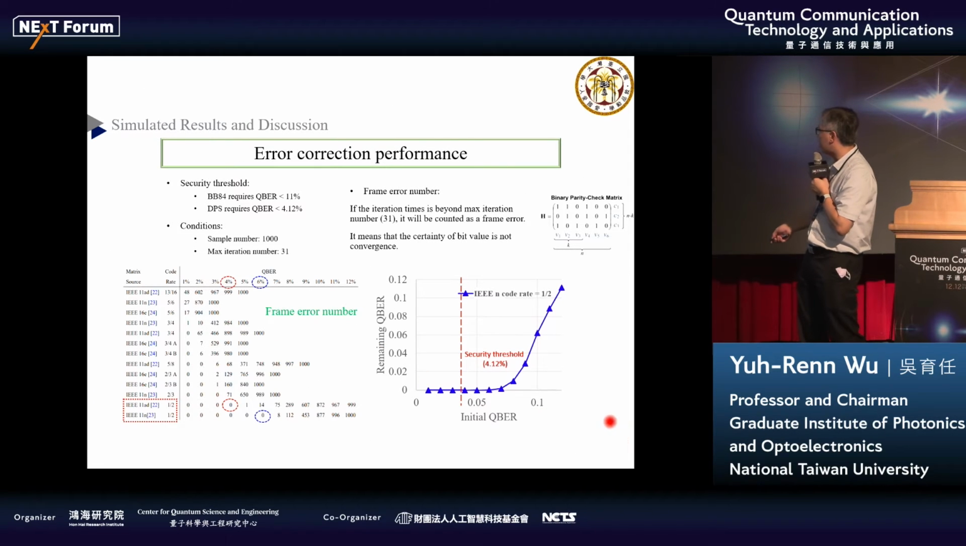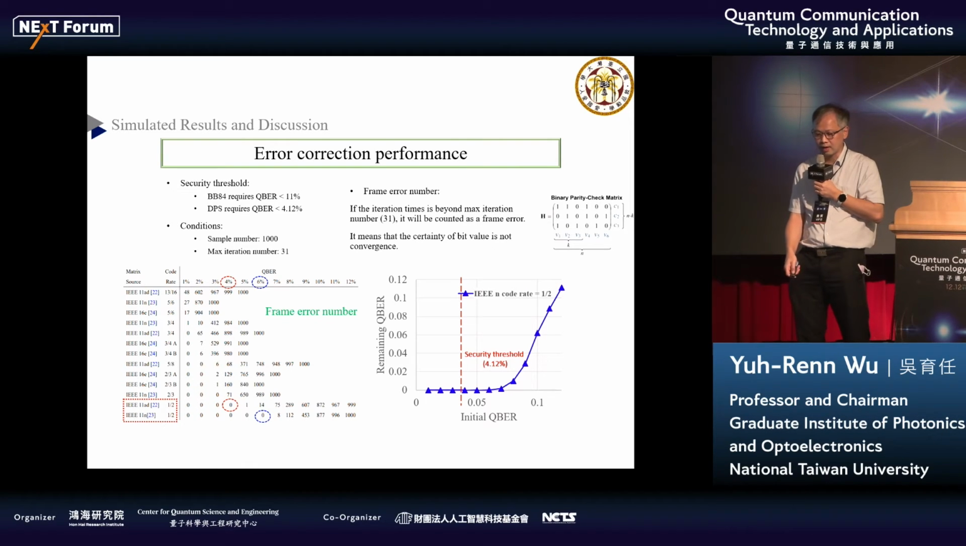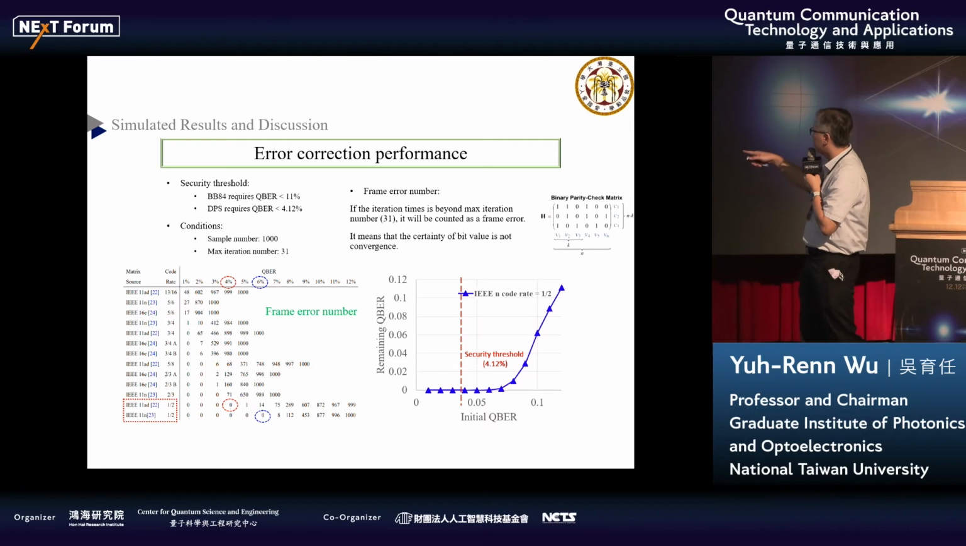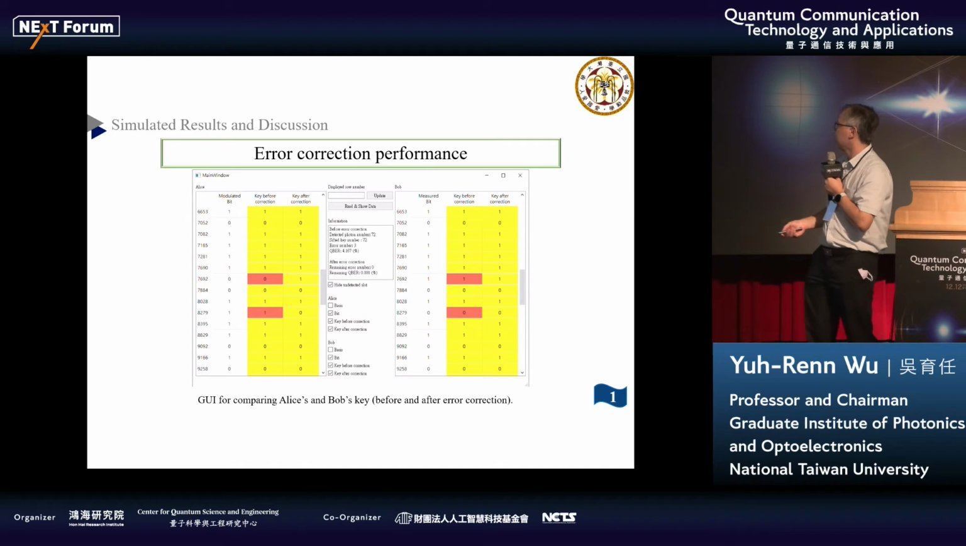So this is what we applied: these two technologies. Our initial QBER is like 5%. After the error correction, you can get exactly the right key. You can see that the original error rate here is 5%, and the final remaining QBER is 0. So that's what you get.